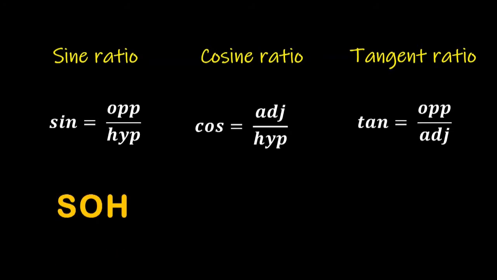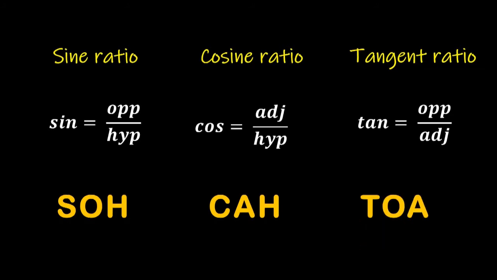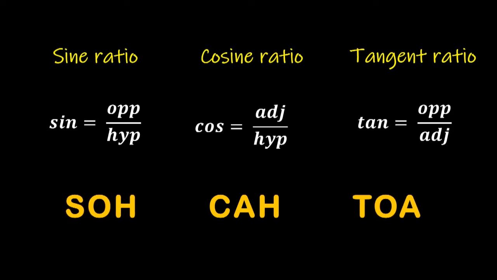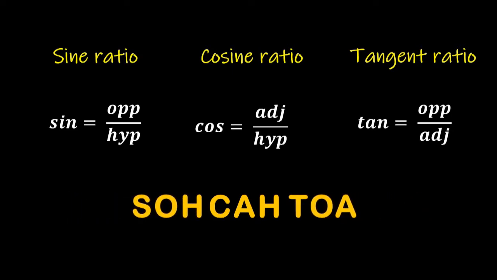Let's just look at the letters involved in the first ratio. The sine is the opposite over the hypotenuse. So we have the letters S, O and H. And for the second one we have the letters C, A and H. And for the third one T, O and A. And if we put them together, it makes a word. A magic word. Just like a magic spell. So if you can remember this word, that might help you remember these 3 trigonometric ratios.